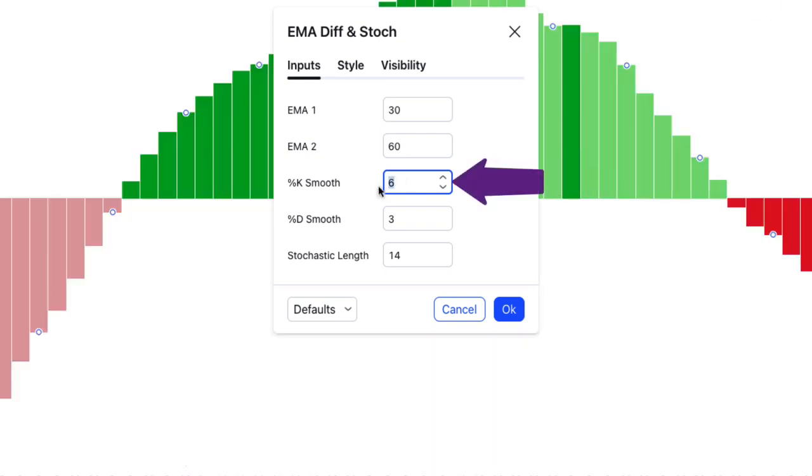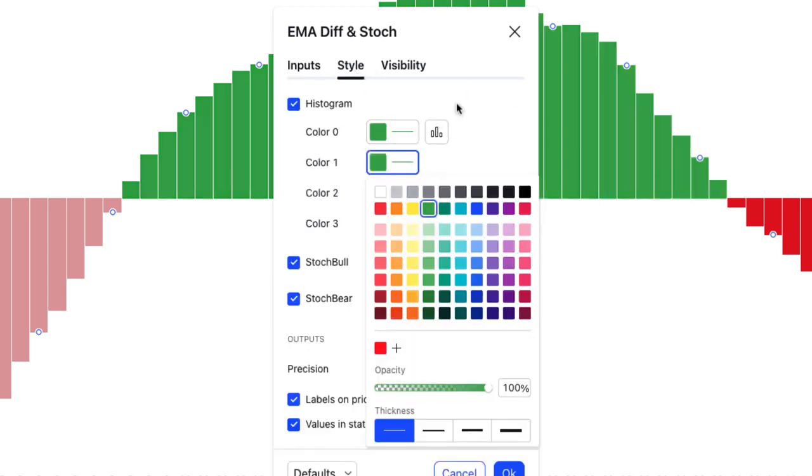Next, %K smooth, we change 6 to 8. And %D smooth, 3 to 6. Stochastic length, 14 to 21. Now move to the Style tab and adjust the histogram color. We can see here now.